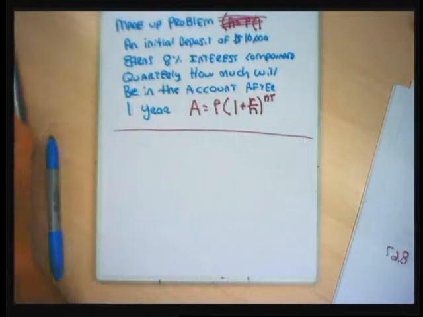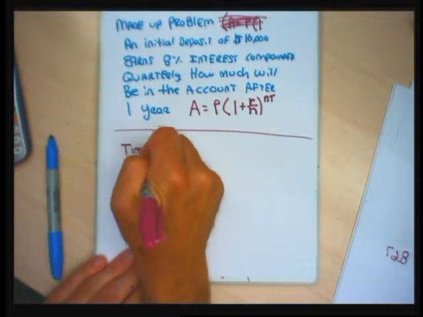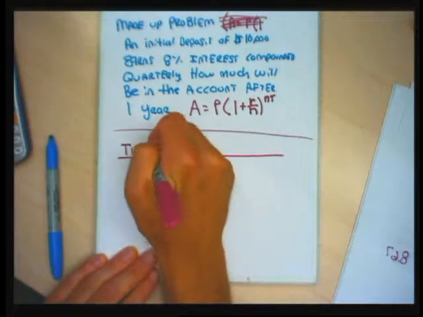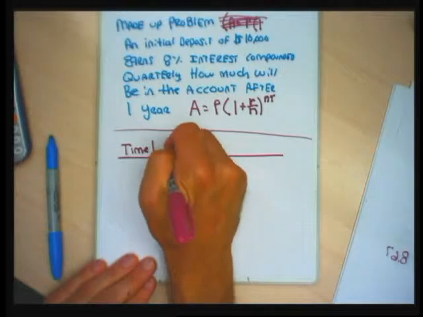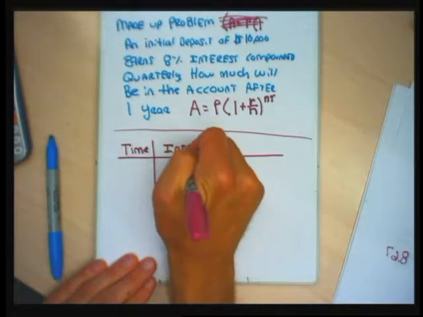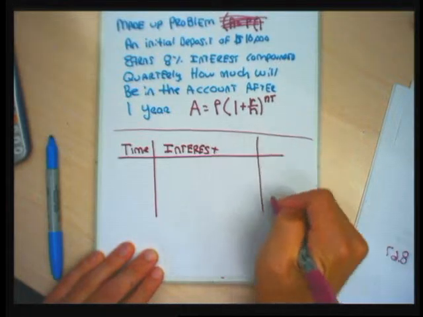So I'm going to make up a table. I'm going to put columns for time, interest, and a balance column.